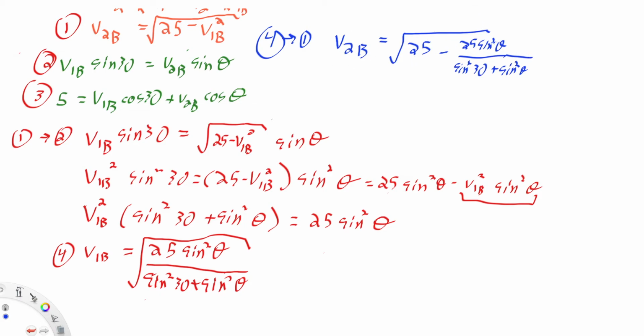And actually, we've got a 25 in both terms here, so I'd like to factor out the 25. And then square root of 25 is 5. So we can just say v2b is equal to 5 square root of 1 minus. And sine 30 is what? Sine 30 is a half. So sine squared 30 is a fourth. There we go.